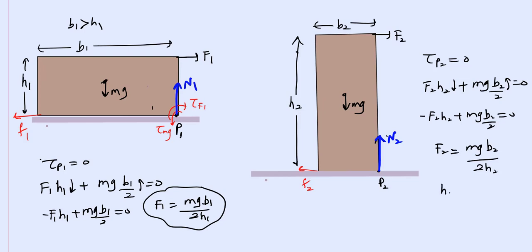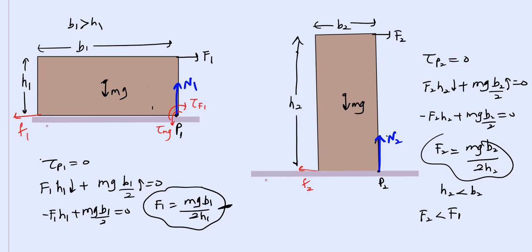Now here H2 is less than B2. So what do we expect here now? F2, you compare these two. Then F2 will be less than F1. That means it will be easy to topple.